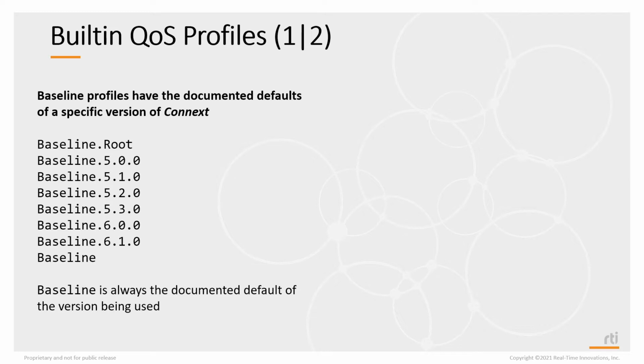So Baseline 5.0.0 is the name of the QoS profile that is configured to be the exact documented default values of Connext 5.0.0. And of course, we have 5.1, 5.2, and so on and so forth. If you use the string baseline by itself to identify a profile, that is always the documented default of the version of Connext DDS that your application is actually being built against.